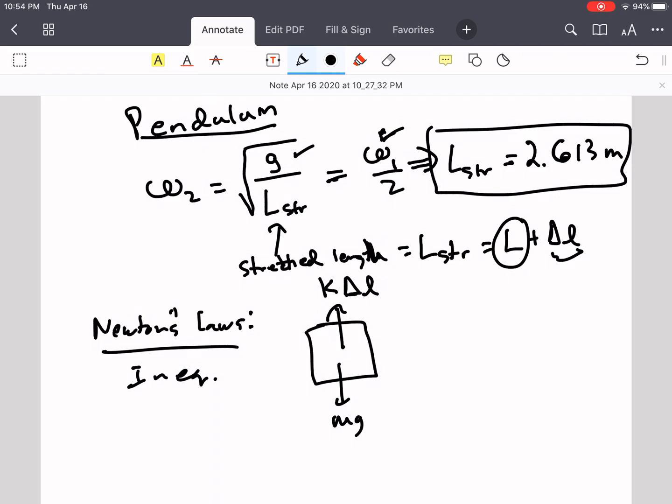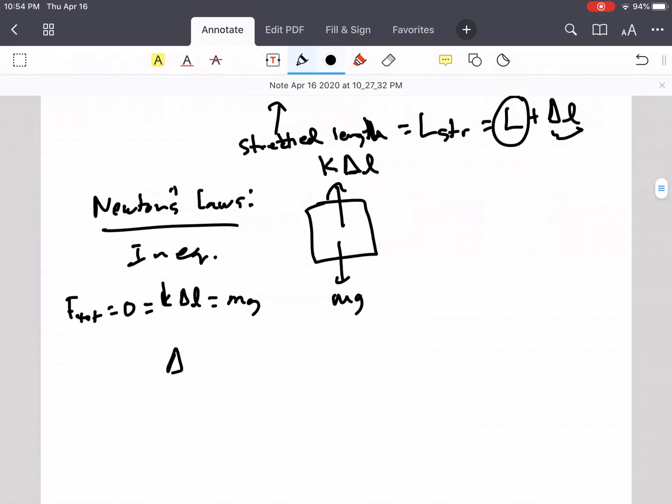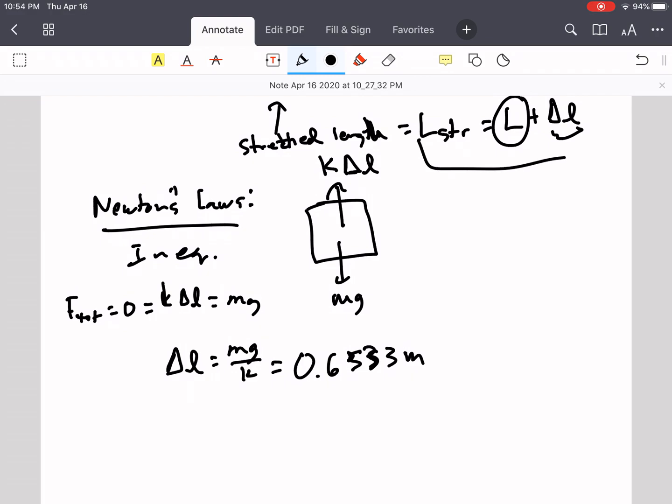So in equilibrium, the total force is equal to 0, which means that K delta L is equal to m times g. You can solve this. Delta L is mg divided by k, which turns out to be 0.6533 meters. And finally, if you plug that into this equation and solve for L, the unstretched length of the spring turns out to be 1.96 meters.